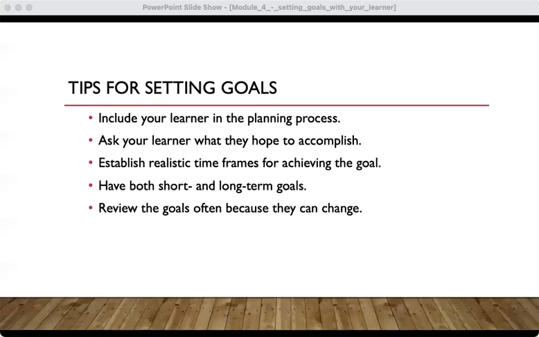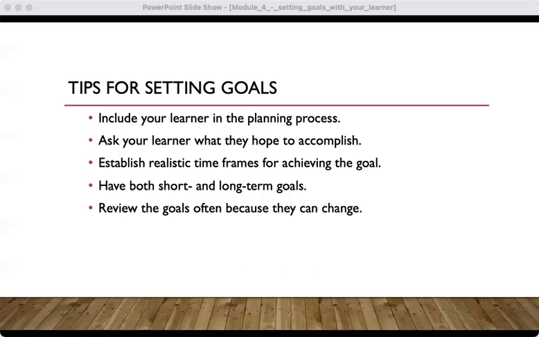These are some tips and may seem repetitive, but it is with repetition that we all learn. Include your learner in the planning process. Ask your learner what they hope to accomplish. Establish realistic timeframes for achieving the goal. Have both short and long-term goals. Review the goals often because they can change.